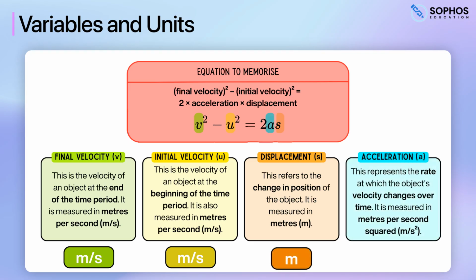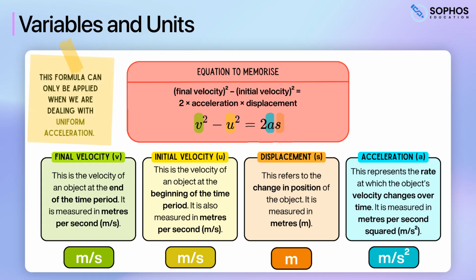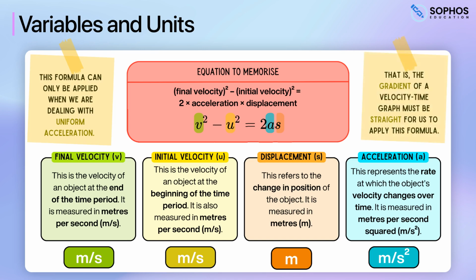Acceleration, a, represents the rate at which the object's velocity changes over time. It is measured in meters per second squared. One essential point with this formula is that it can only be applied when we are dealing with uniform acceleration. That is, the gradient of a velocity time graph must be straight for us to apply this formula.